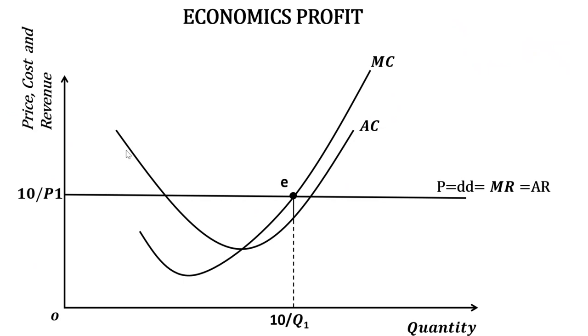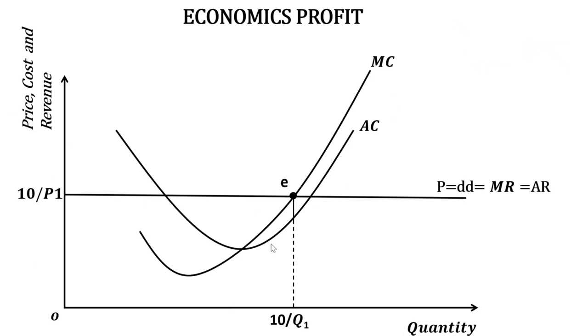Now, what do you observe here? You can see that this is the average cost curve, and that is your average revenue curve. In this case, your average cost is lower than your average revenue. When you produce the product, that is your average cost, and when you sell the product, that is your average revenue. So you earn a profit, am I right? So this is what happens.